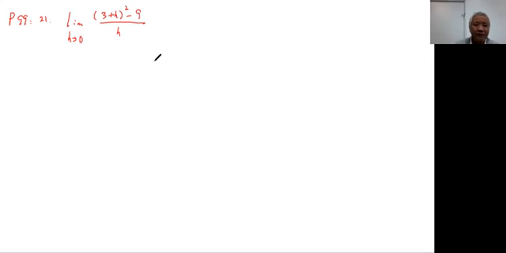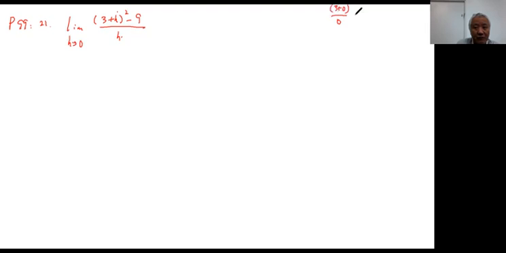You see, when you have this one, generally we say just put the h value in here, right? But there's a problem. When you put h at the bottom, that will be 0. And when you put h on the top, you have (3 plus 0) squared minus 9, so that will be 9 minus 9, 0 over 0. In calculus, this is called indefinite or indeterminate.